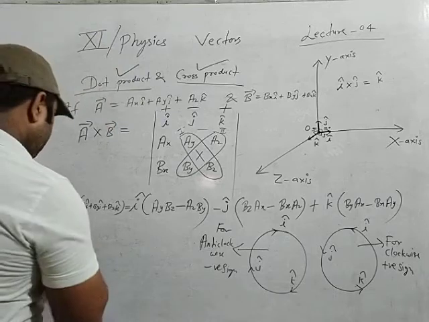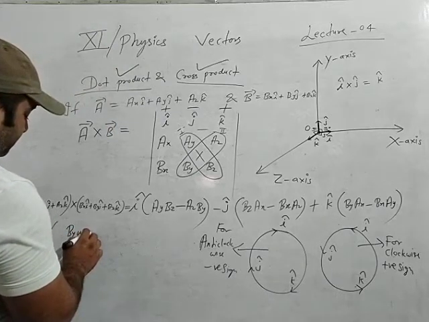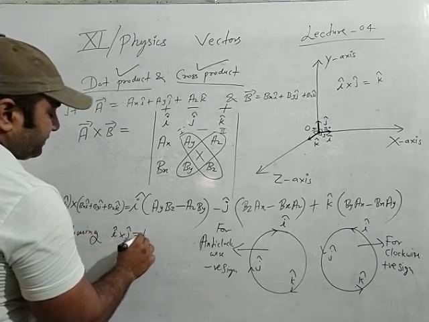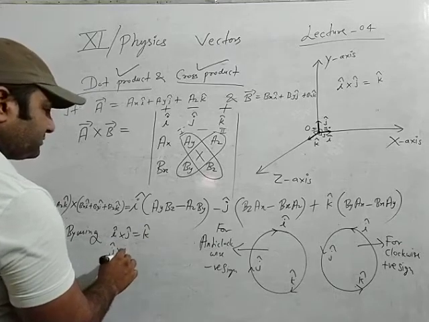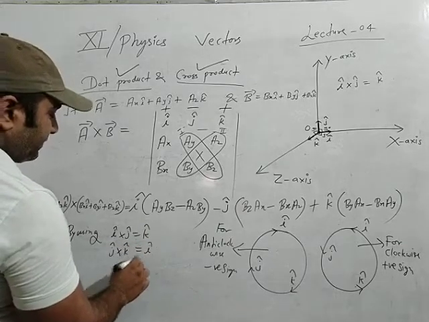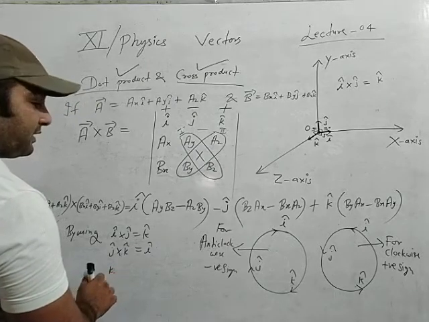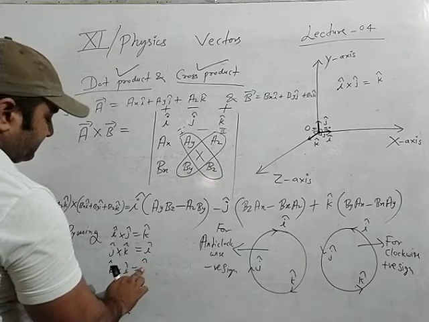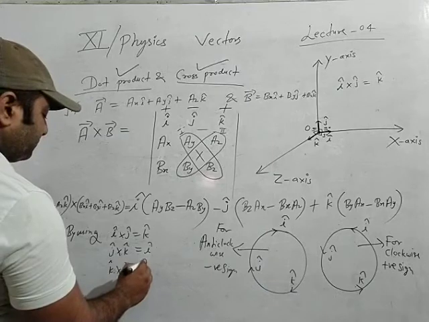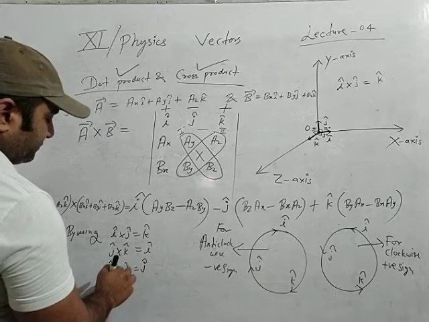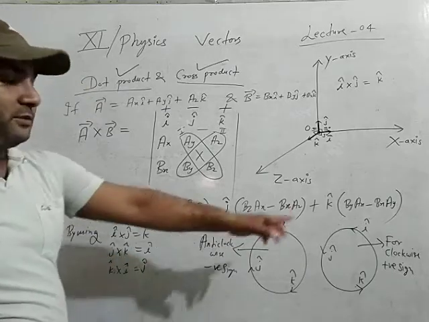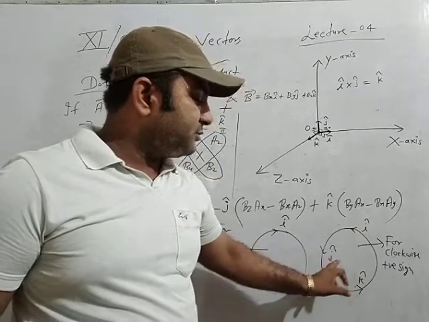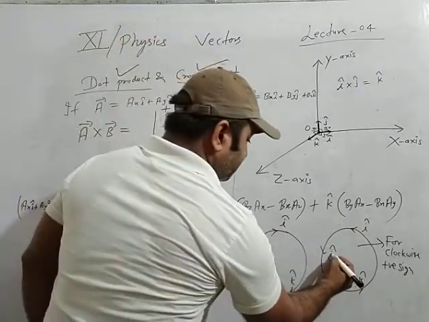By using i cross j, this is equal to k, and j cross k is equal to i, and k cross i is equal to what? j. k cross i is equal to j. Clear? So the concept of cross product is very easy when you understand this. When you take ij, then k, then jk, then i, then ki, then j. Clear? In this way you can solve very easily.